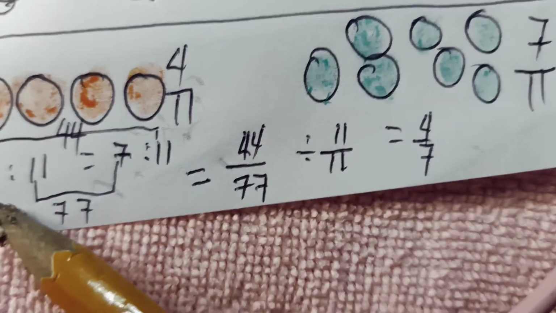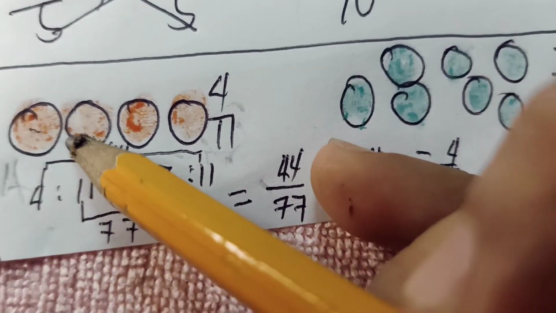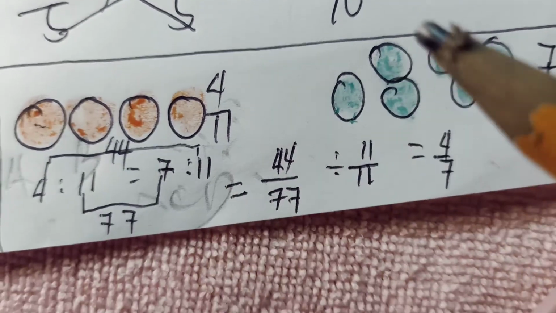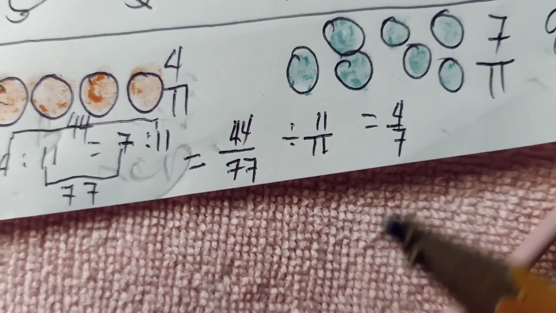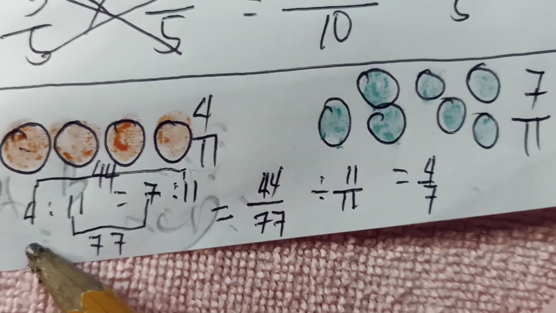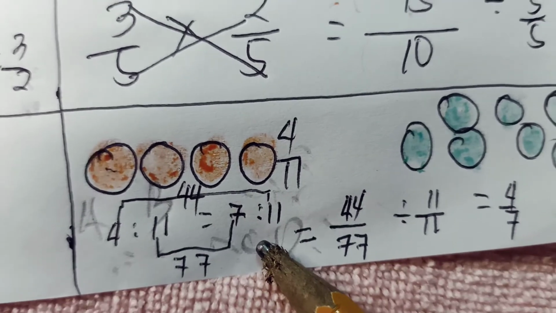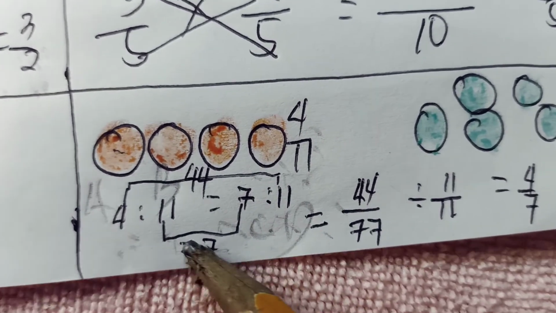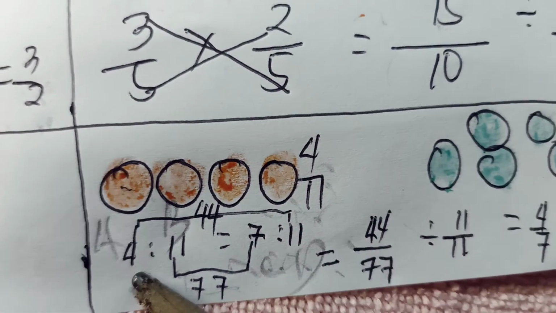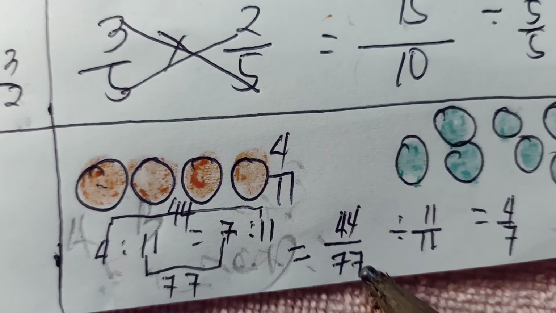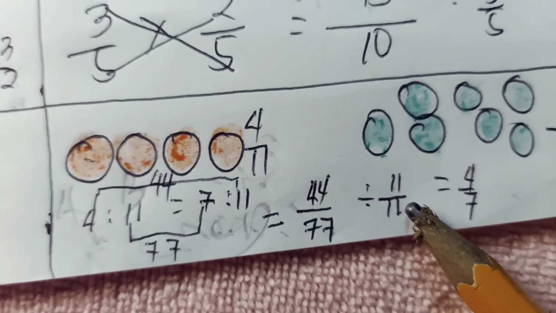Change to ratio. 4, this is our AB and CD. That is how to get the proportion, A is to B equals C over D. So, 4 is to 11 equals to 7 is to 11. Cross multiply. 11 times 7 equals 77, and 4 times 11 equals 44. So, simplify it. The GCF is 11.